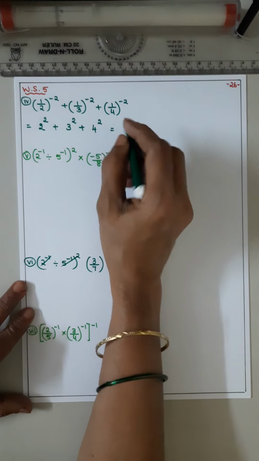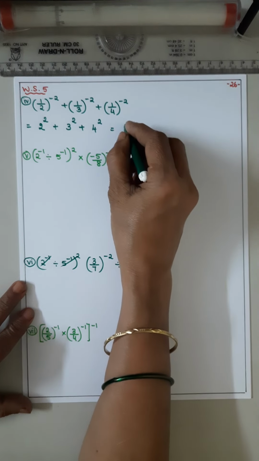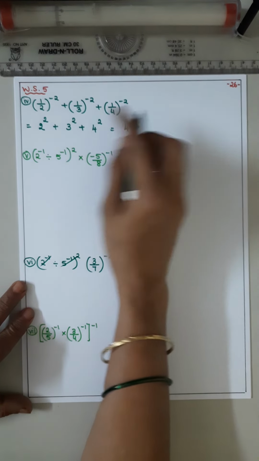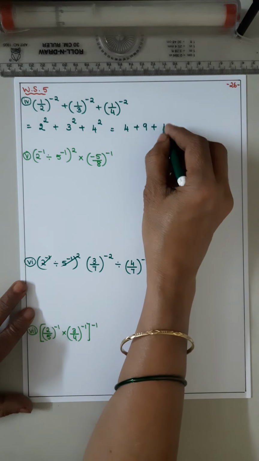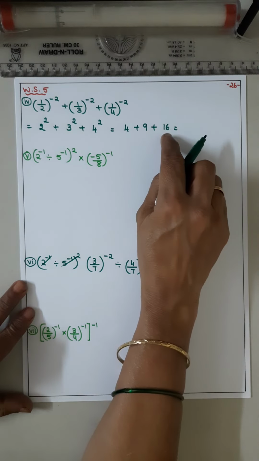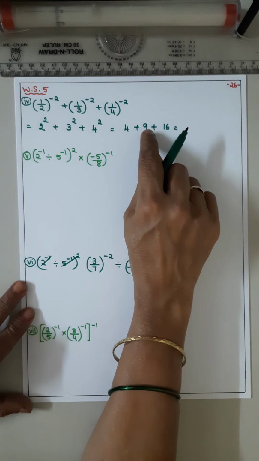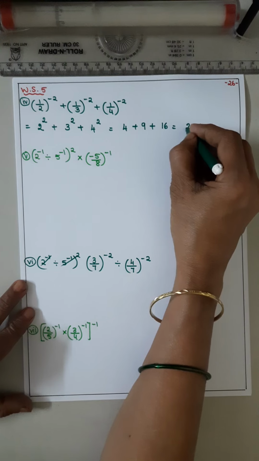Okay. अभी 2 square, 2 2s are 4, 3 square, 3 3s are 9, 4 square, 4 4s are 16. Now 16 plus 4 is 20 plus 9, 29.